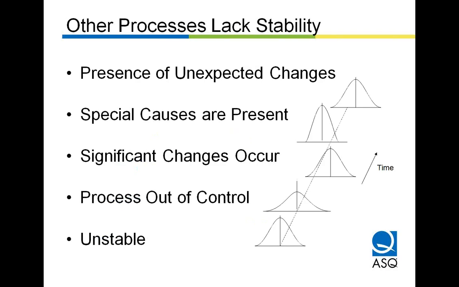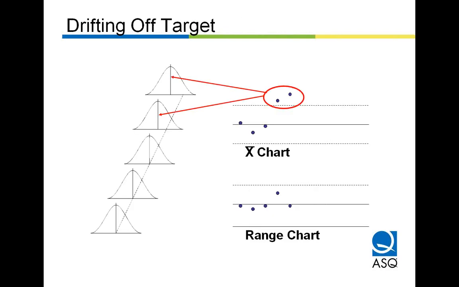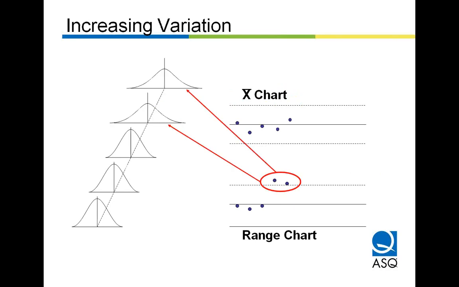Other processes lack stability. We say that these have special causes that are present, what Dr. Shewhart called assignable causes. We say that process is unstable, it's out of control, and it provides no basis for prediction. We can use our control charts to watch whether the process is drifting off target or whether it's changing in dispersion and get signals from that.